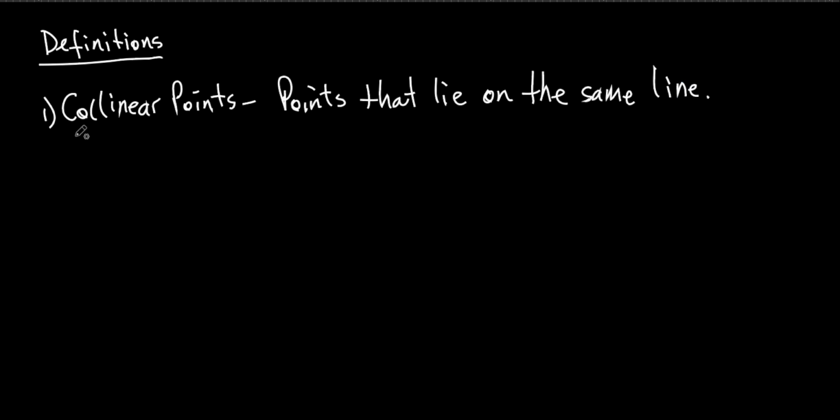Okay? Collinear. C-O-L-L-I-N-E-A-R. So if you look in here, you see the word line right there, don't you? Yeah. The word co means with, okay? So they're points that lie within the same line. That's kind of where they get that word from, right? So the points that lie on the same line. Pretty simple. It's not that hard.